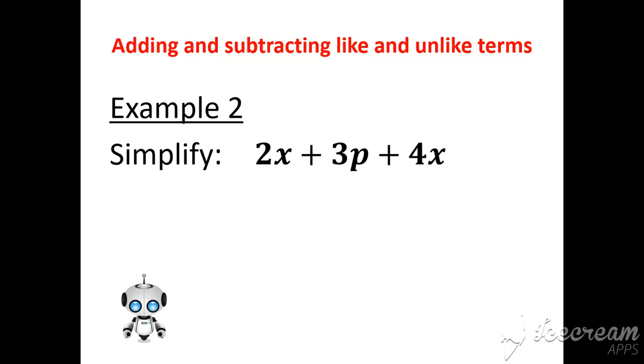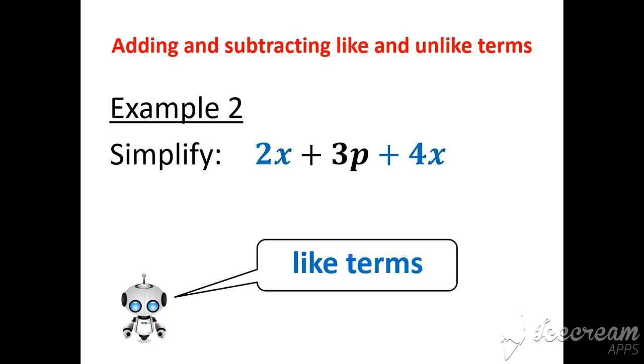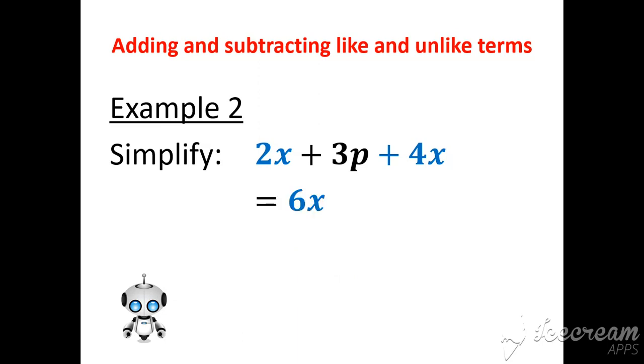So let's move on to example 2. Simplify 2x plus 3p plus 4x. Well, in this example, I have x and p's, but I also have 2x and a 4x. So the 2x and the 4x are like terms, and I can add those bits together. Now, notice I've got a plus 4x. So I'm going to go 2x plus 4x makes 6x. And I'm left with this plus 3p. I can't add that with the x because they are unlike. So I'm just going to write plus 3p at the end. So my final answer is going to be 6x plus 3p. I've added the 2x and the 4x because they're like, but I can't add the 3p.